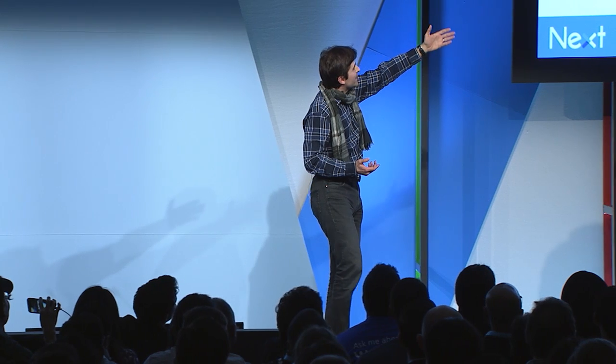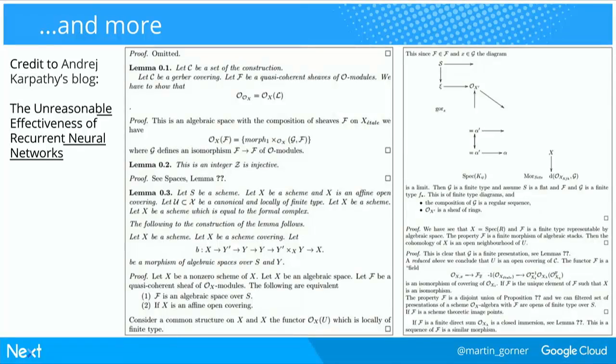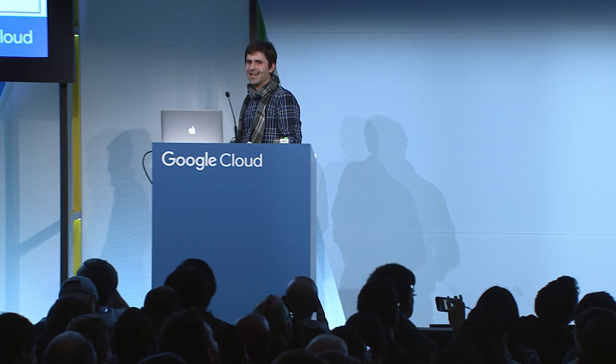There is even an attempt at a diagram. And the line I prefer is how the neural network solved how to write a proof. Look, at the very top, proof omitted. That's so clever.